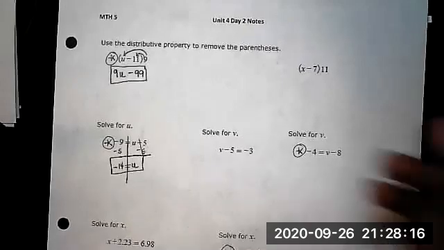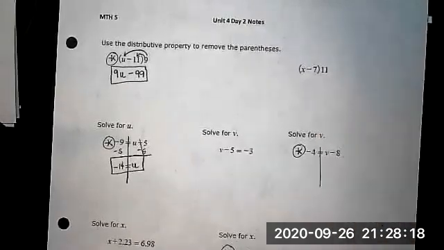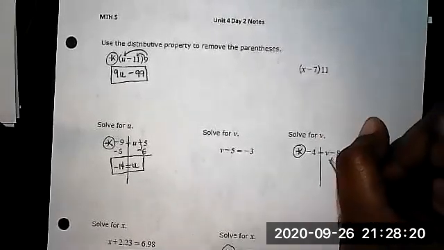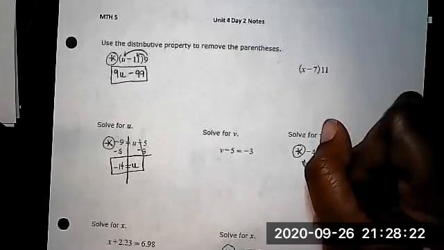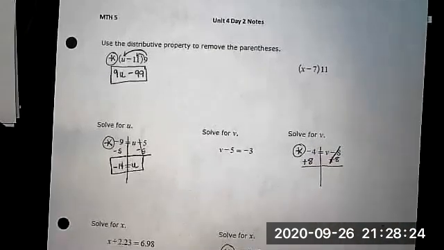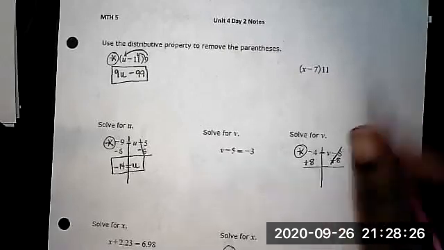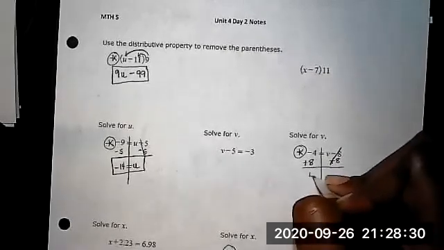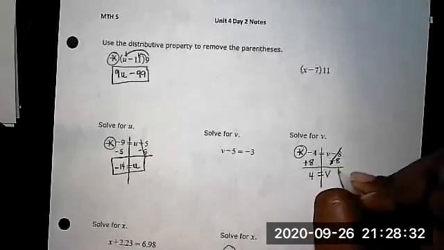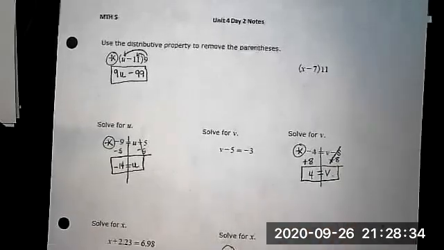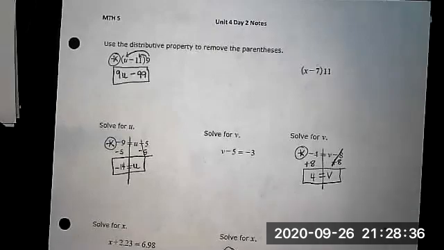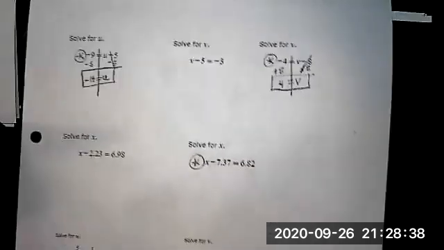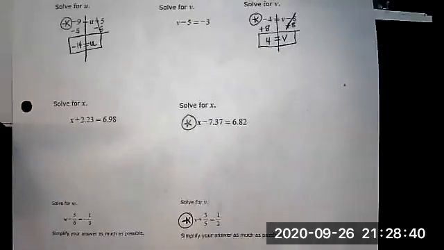For this one, oh, let's go to this one, sorry. Solve for v. Same thing, we're getting v by itself. Let's add 8. If you add 8 over here, gotta add 8 over here, okay? So negative 8 plus... 8 minus 4 becomes positive 4, and that's going to be v by itself. And when v is by itself, you have solved for v, right?